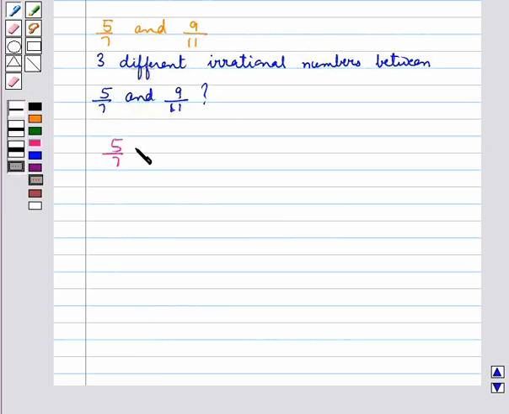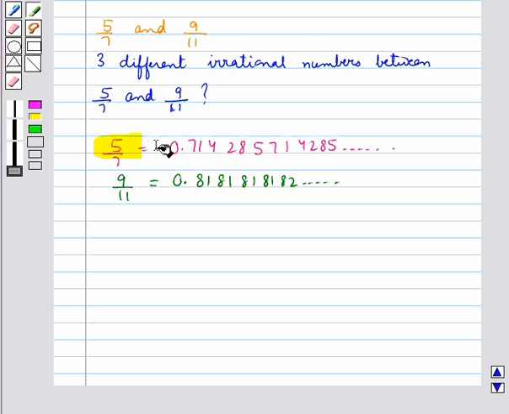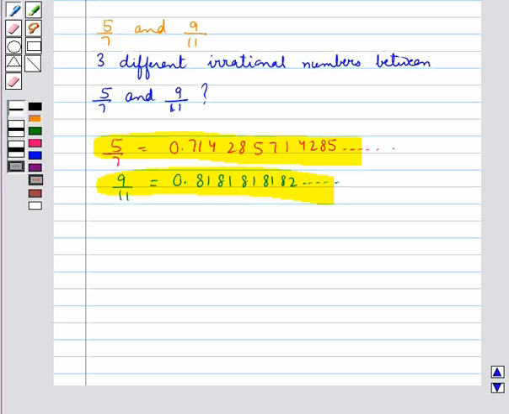Now 5 upon 7 has a decimal expansion 0.71428571428 and so on. Then 9 upon 11 has decimal expansion as 0.8181818182 and so on. Now to find an irrational number between these two numbers, we find a number which is non-terminating, non-recurring lying between these two numbers. We can find infinitely many such numbers.